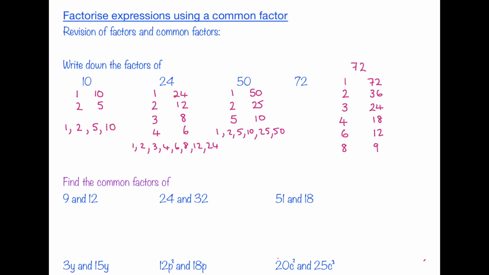We just need to list them. So 1, 2, 3, 4, 6, 8, 9, 12, 18, 24, 36 and 72. So that's 1, 2, 3, 4, 5, 6, 7, 8, 9, 10, 11, 12 factors. Okay, so that's how we find factors of numbers, okay?